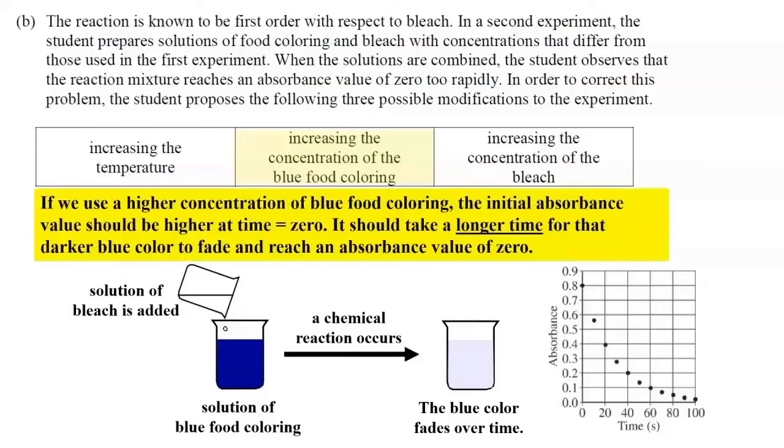So the correct answer is if we increase the concentration of the blue food coloring, then at that higher concentration, the initial absorbance value should be higher at the very beginning of the reaction at time 0. So it should take a longer time for that darker blue color to fade away and reach an absorbance value of 0. So that is the correct answer to part B.